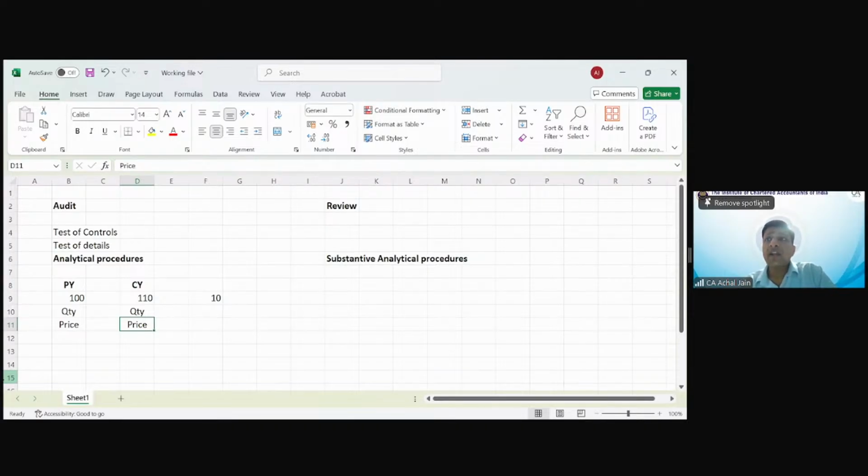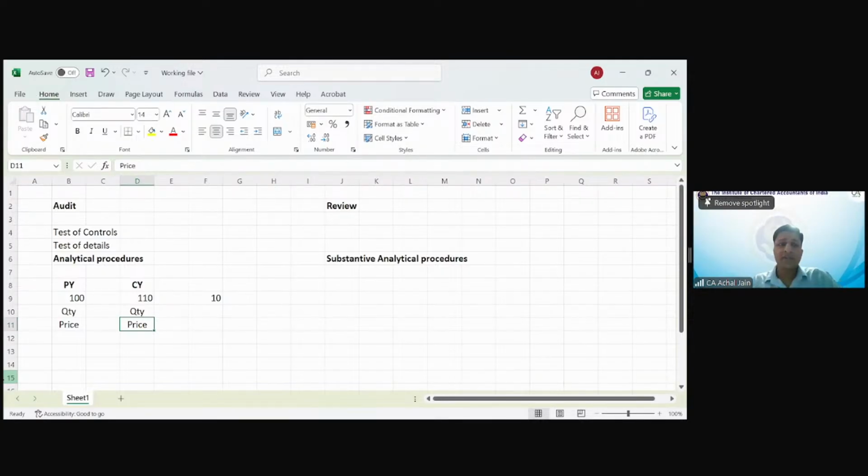So in this case, what are you trying to do? You are trying to analyze the data. You are trying to look at the trends. You are trying to analyze the ratios. You are comparing that. You are doing different assessments on this data. Okay. So this is what you can say is an example of analytical procedures.